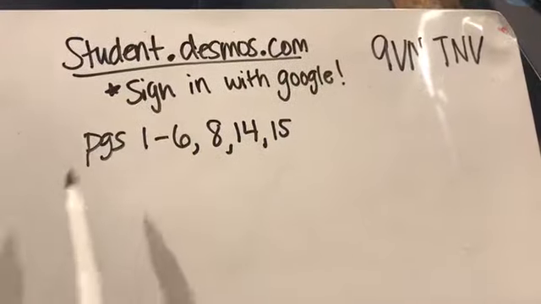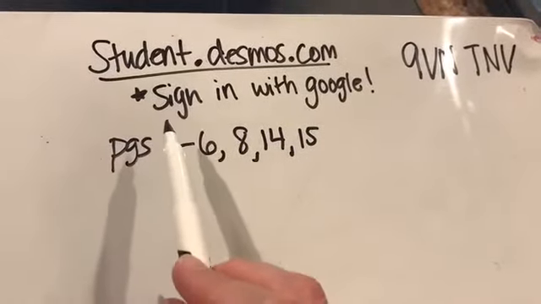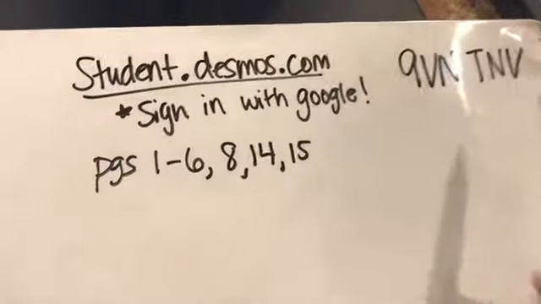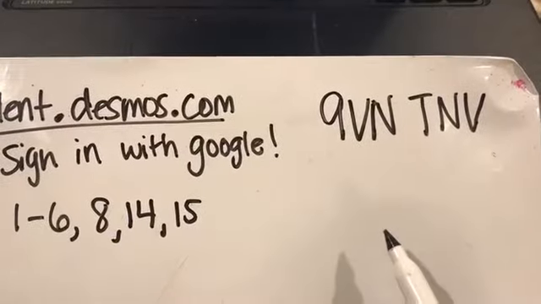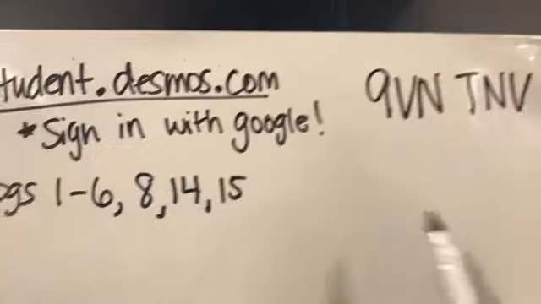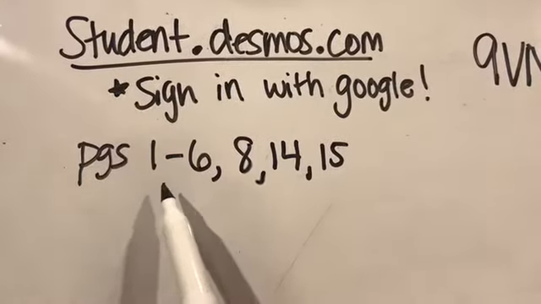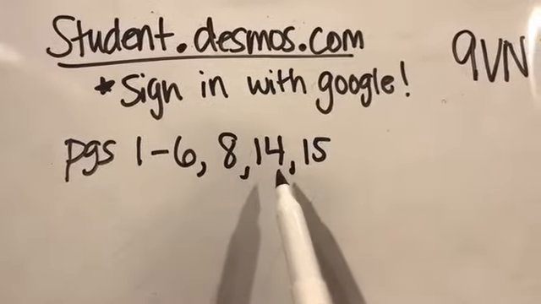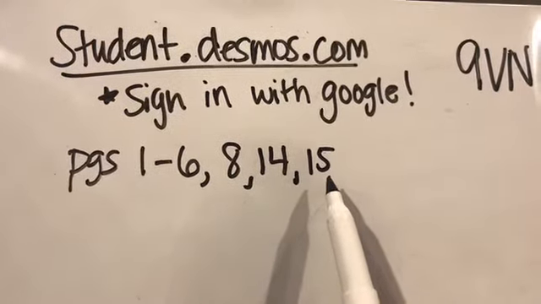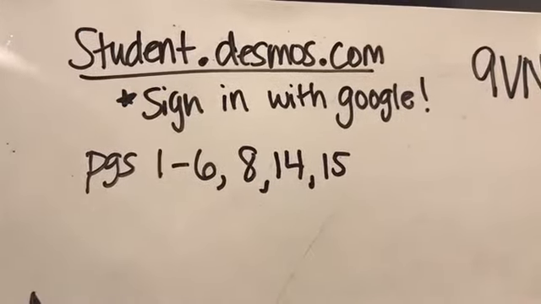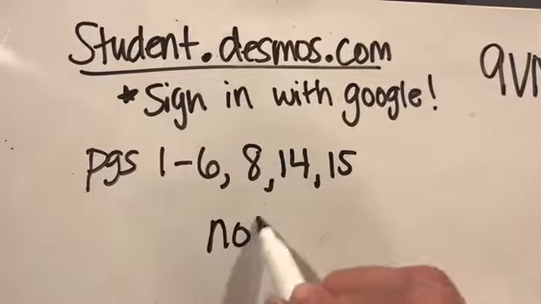Again, here is what you go to: student.desmos.com. Make sure you sign in with Google. Here's the code, 9NVTNV. And these are the only pages we're going to do. We're going to skip the other pages. You're going to do pages 1 through 6, 8, 14, and 15. It will automatically go where I can grade you. You do not have to submit in Schoology.